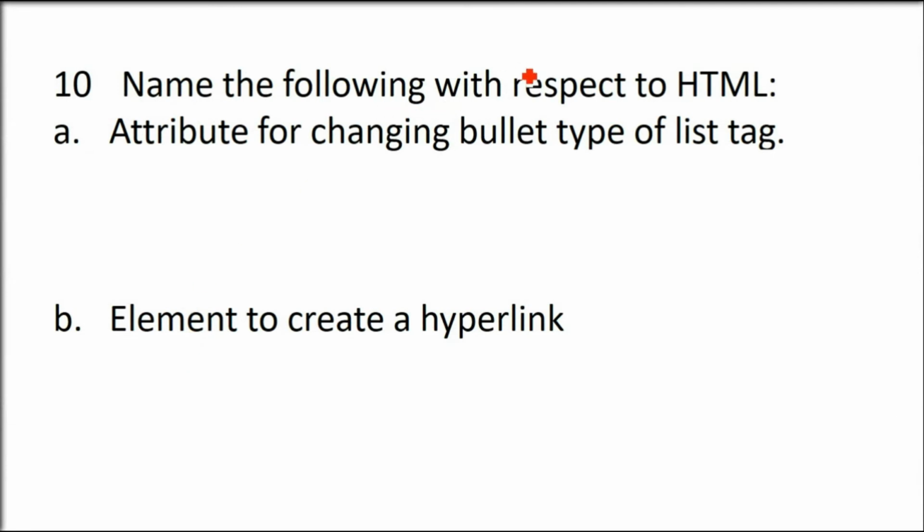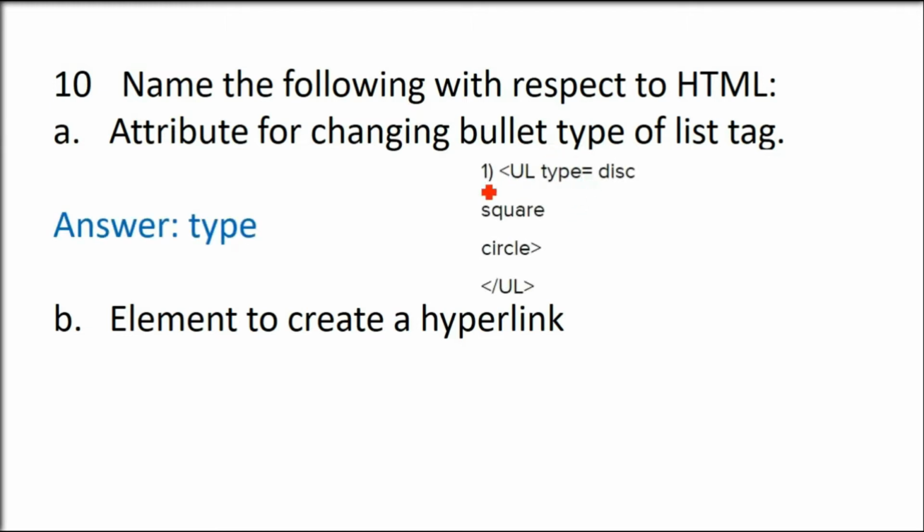Name the following with respect to HTML. Attribute for changing bullet type of list tag. So here we use type, T-Y-P-E. We are using UL; one is OL, one is UL. OL is an ordered list, this is an unordered list. You'll get two discs, one with square and one with circle. So this type is the answer here.